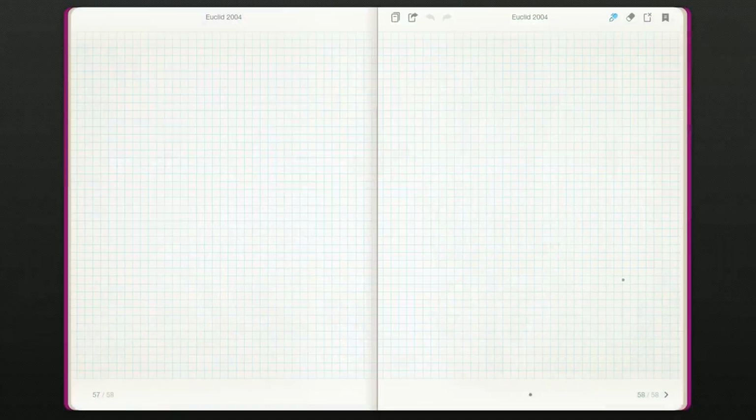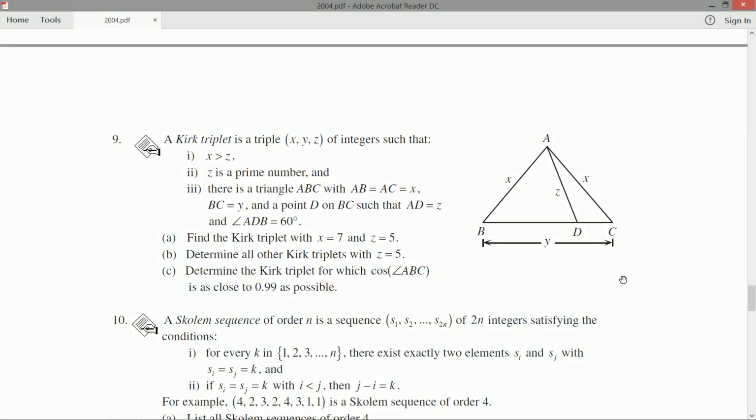Now, C's got a cosine, so I'm thinking maybe we'll bring back the cosine law in some fashion here. But that's what we're thinking. Okay, so determine the Kirk triplet for which the cosine of ABC is as close to 0.99 as possible. As close to 0.99 as possible. Okay. So what is cosine of ABC?